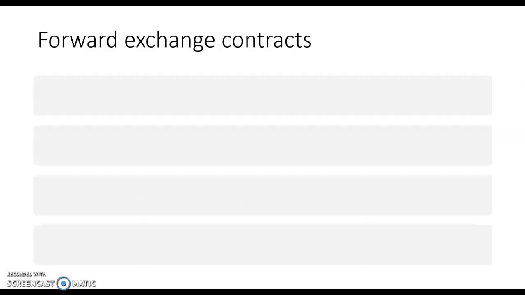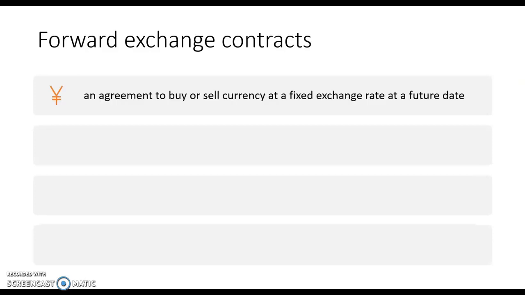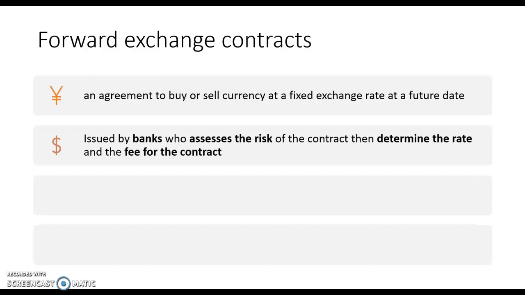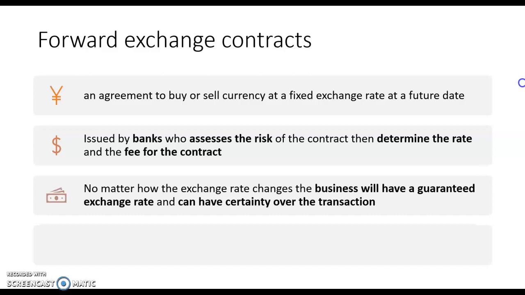So let's first have a look at forward exchange contracts. A forward exchange contract is an agreement to buy or sell currency at a fixed exchange rate at a future date. These contracts are issued by banks who assess the risk of how the exchange rate is likely to move, and then they determine a rate that they are willing to offer as part of the contract and a fee that they're going to charge for this service. Remember, the banks are there to make money, so it's very important that they assess the risk and get the right fee. No matter how the exchange rate changes, the business will therefore have a guaranteed exchange rate and they will have certainty over the transaction.